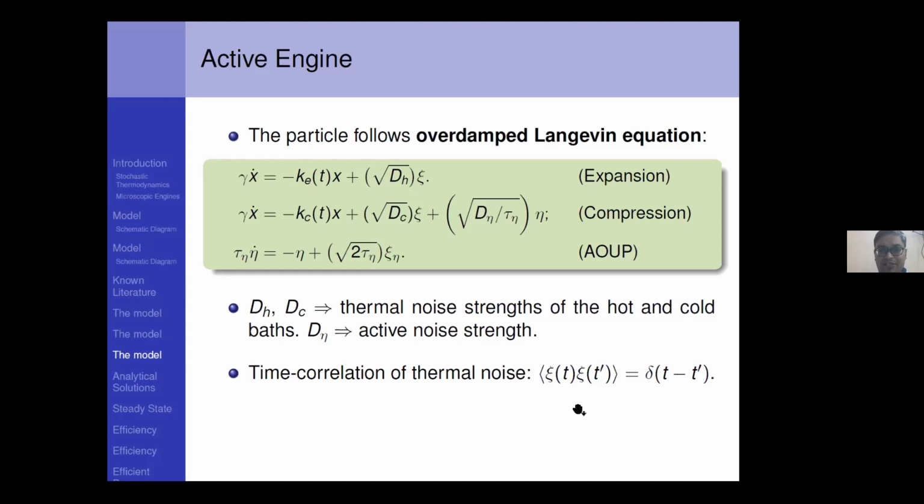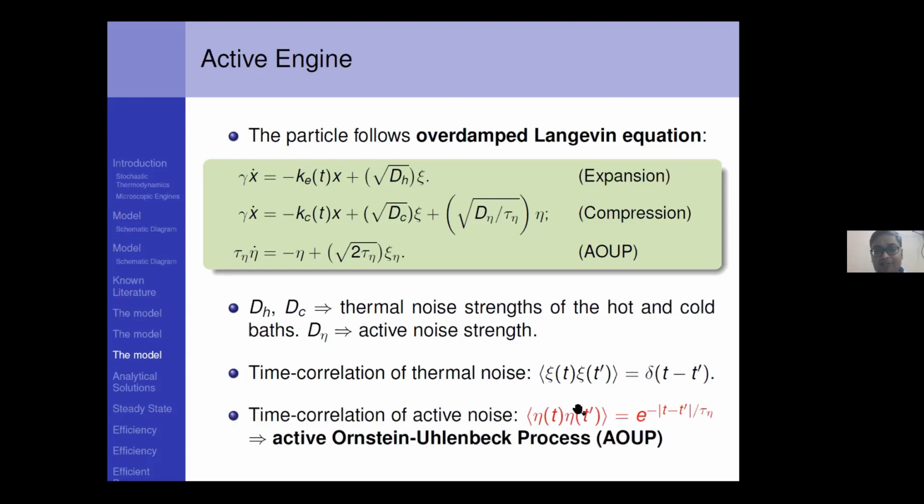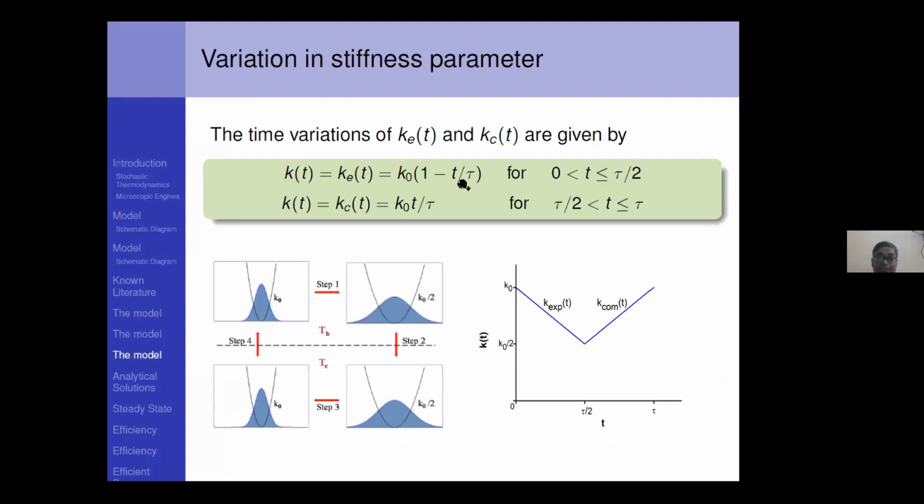Okay, thermal noise is delta correlated, and active noise is exponentially correlated. Now, what about these variations? Because the spring constant is varied in a cycle, as I showed you in a diagram earlier. Now, what are the functional forms that we choose? We choose linear functional forms, linear in time.